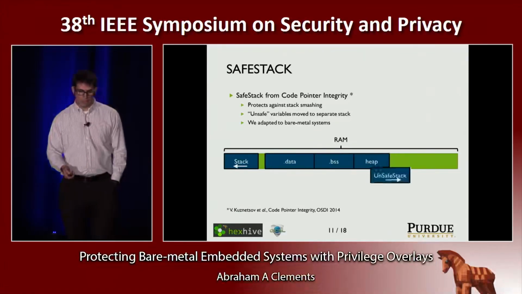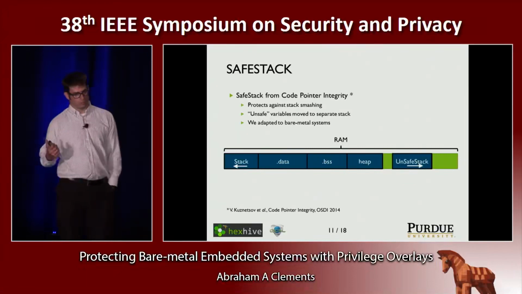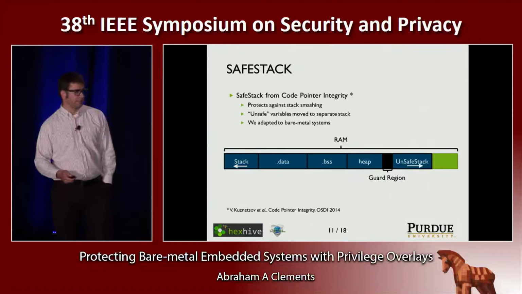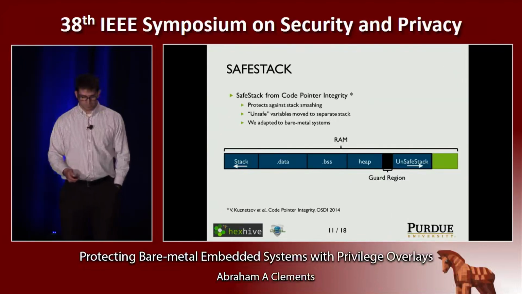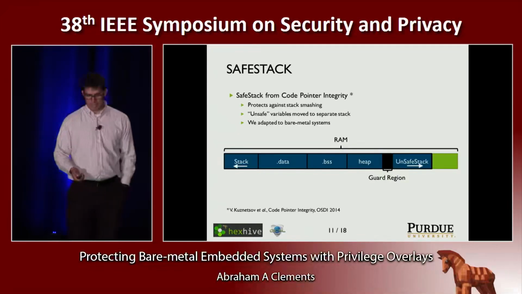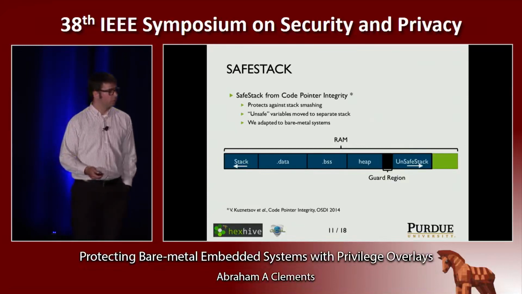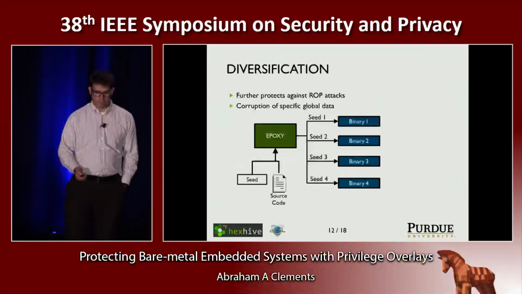We move the unsafe stack to the top of memory, and change its direction so that it's growing away from global data. We use the MPU to configure a guard region which is inaccessible to both privileged and unprivileged execution. So in this way, we have a separate region for the unsafe stack, and we have a separate region for the stack. We've isolated all the unsafe variables up into the unsafe stack region. And then to further protect them, we apply some diversification.